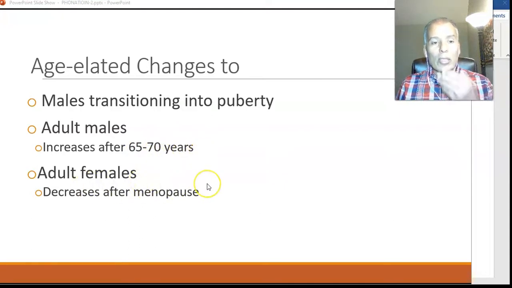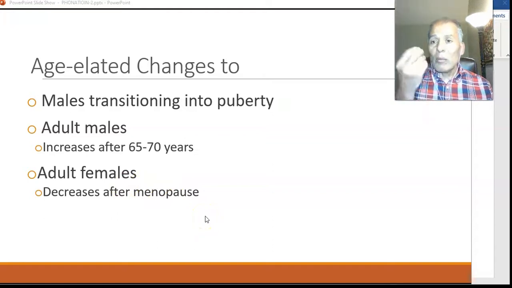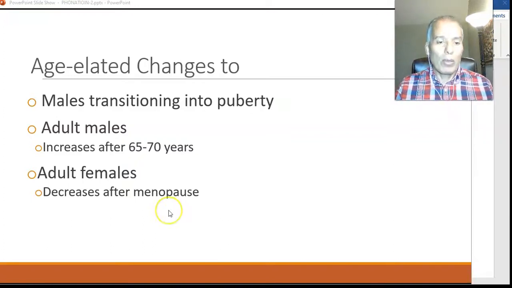The adult females, when they reach menopause, some fat tissue and extra tissue will build up on the vocal folds, and that will make them thicker, and that is going to drop the pitch by 10 hertz or 5 hertz, something like that.